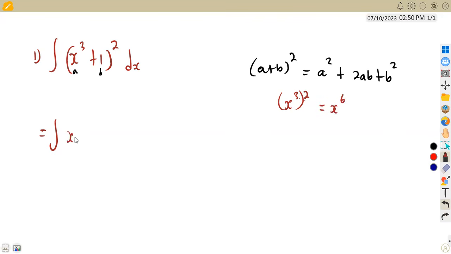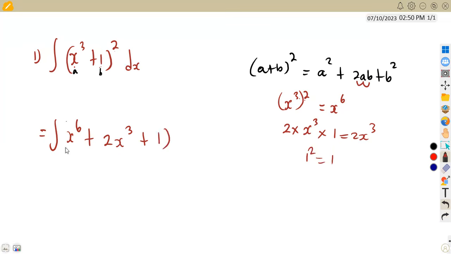So in this case, we are going to have x to the exponent of 6 plus 2ab, that is we multiply 2 times a times b. So we are going to have 2 times our a being x cubed and our b being 1. This is going to give us 2x cubed in this case. So we have 2x cubed plus the last term being b squared. That is b squared, which is 1 squared. And we understand that 1 squared is the same as 1. So this is what you're going to have at the end.